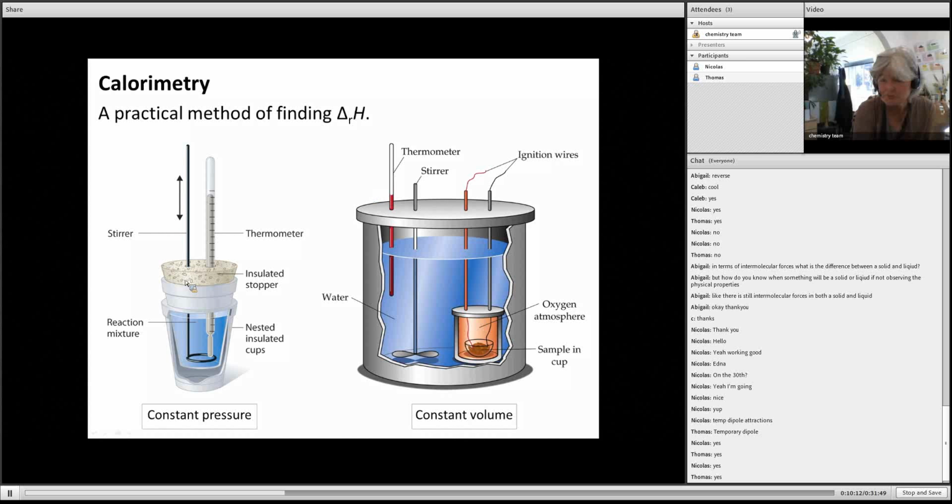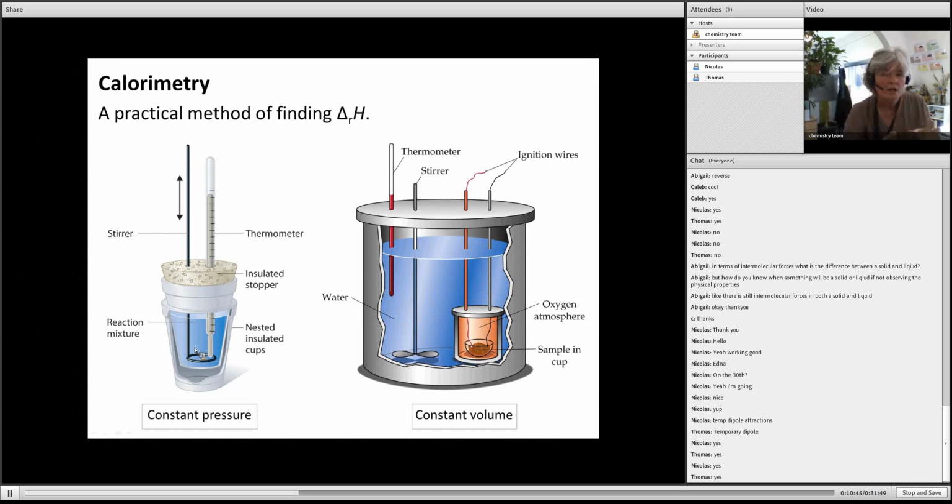Coffee cup one is nearly exactly the same. It could be you're mixing two solutions together, or you could be burning a substance underneath and trying to work out how much of its energy is being absorbed, given off. And so we're trying to absorb the heat in the water, and we're checking how much the rise in temperature there has been in the water, or a decrease.